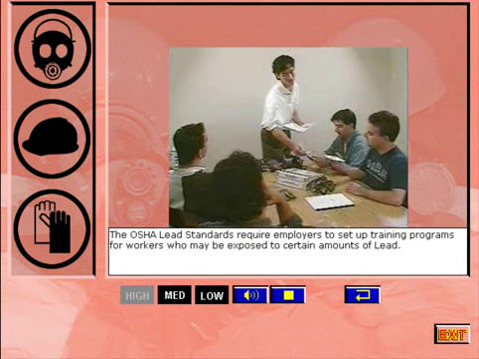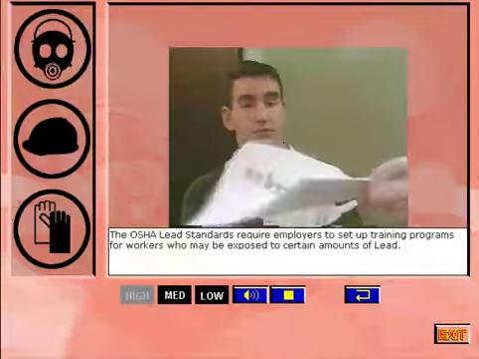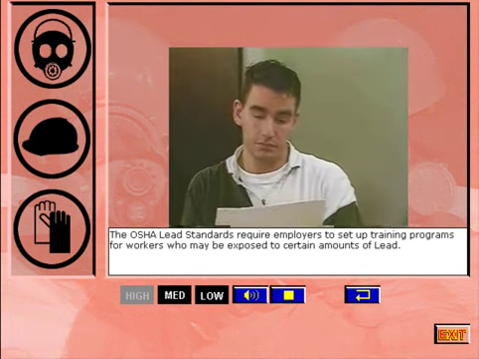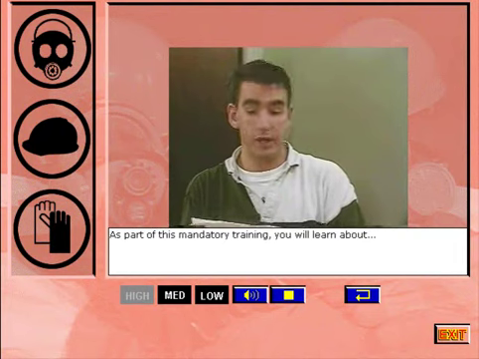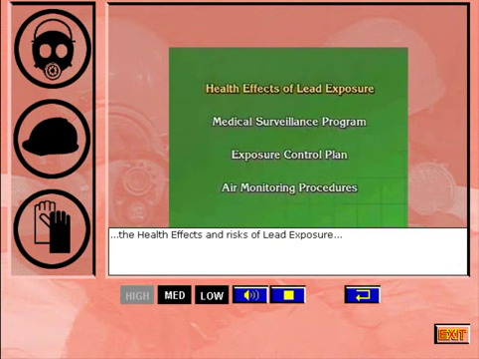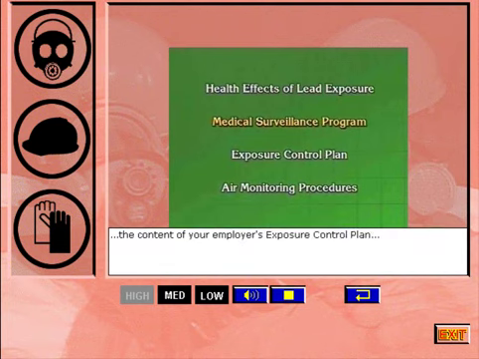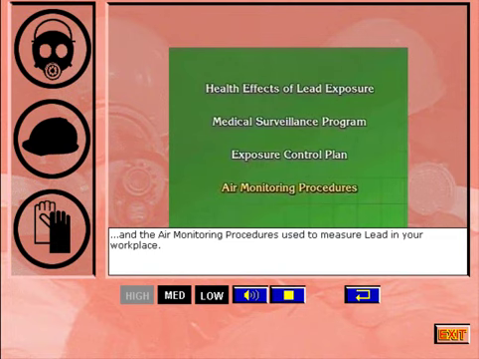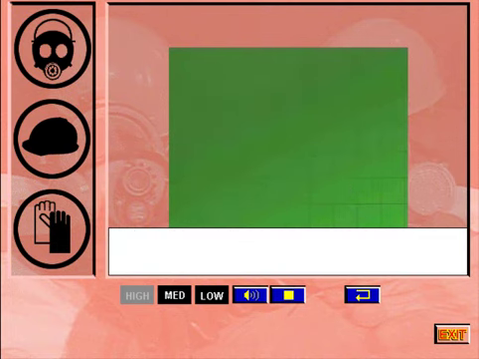The OSHA Lead Standards require employers to set up training programs for workers who may be exposed to certain amounts of lead. As part of this mandatory training, you will learn about the health effects and risks of lead exposure, the function and purpose of your company's medical surveillance program, the content of your employer's exposure control plan, and the air monitoring procedures used to measure lead in your workplace.